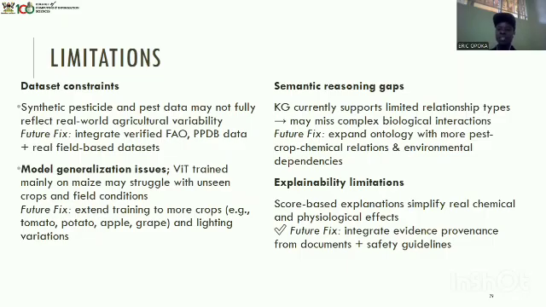Then semantic reasoning gaps. In this case, the method still works more like a black box, which works mainly on recommendation without proper reasoning. Then explainability limitations, in which case it doesn't come up with its own explanation. We have to train it in one way or the other to come up with a particular recommendation.